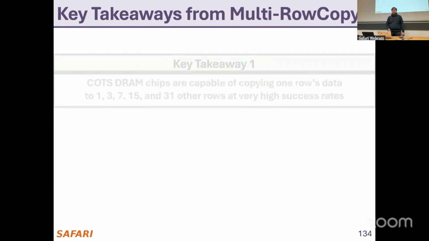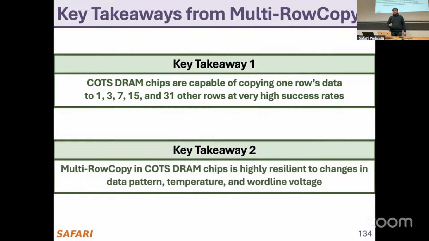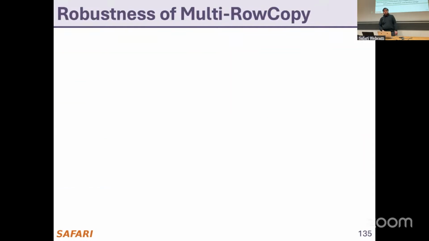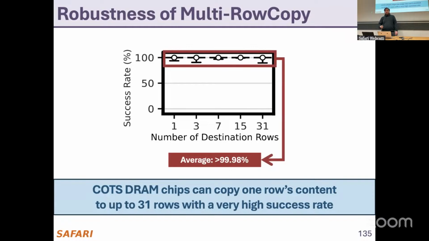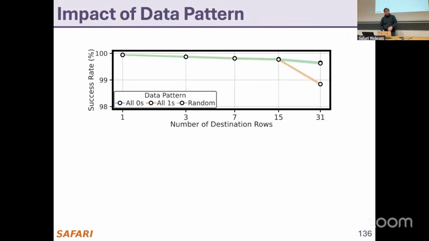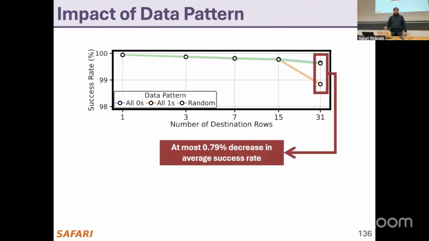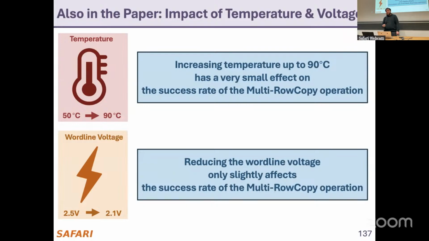We observe that we can do that for up to 31 other rows at a very high success rate. And it's very resilient to data pattern, temperature, and voltage changes. And as you can see, the average is more than 99.98% for up to 31 destination rows, and the data pattern at most affects less than 1%. And temperature and voltage have a very small effect on these operations.